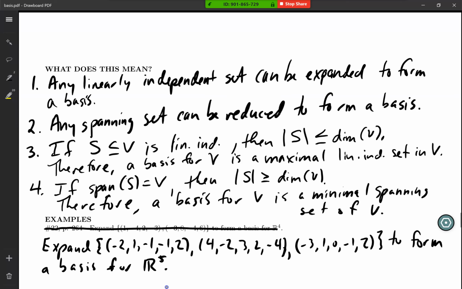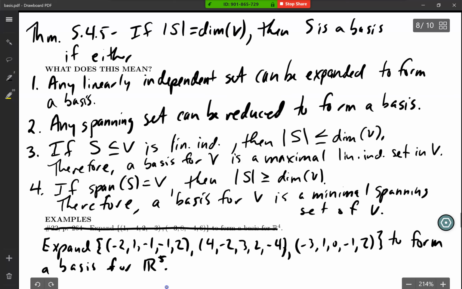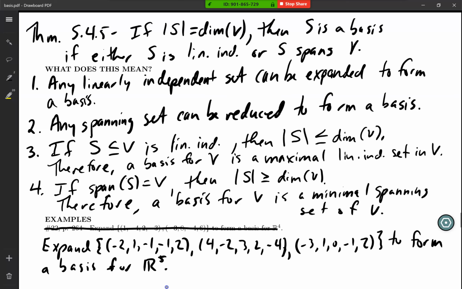And that's actually Theorem 5.4.5 in your book. Okay, so just to write that down real quick. It says that if a set S has the same size as the dimension of V, then S is a basis if either S is linearly independent, or S spans V.